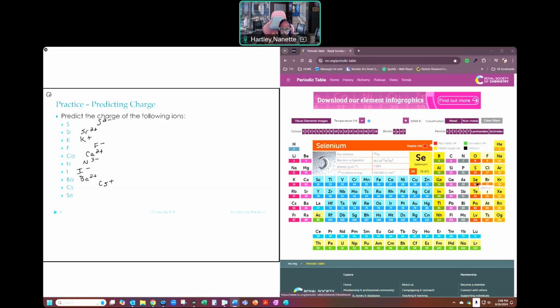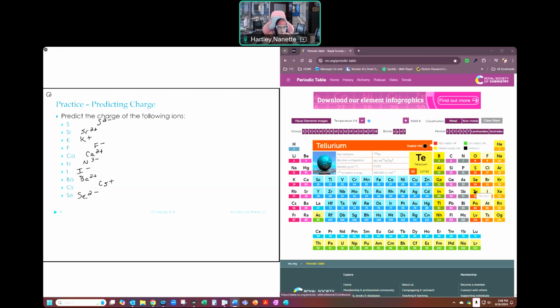Se, and he's underneath oxygen, so he's a chalcogen. That means I would expect him to gain electrons. He's a nonmetal, and I would expect him to pick up 2 to become like krypton. Okay, so Se is going to be 2 minus.